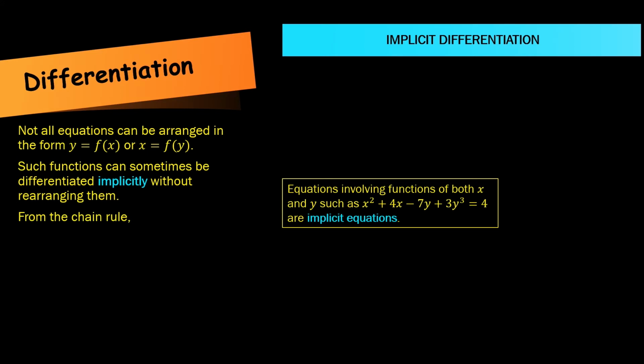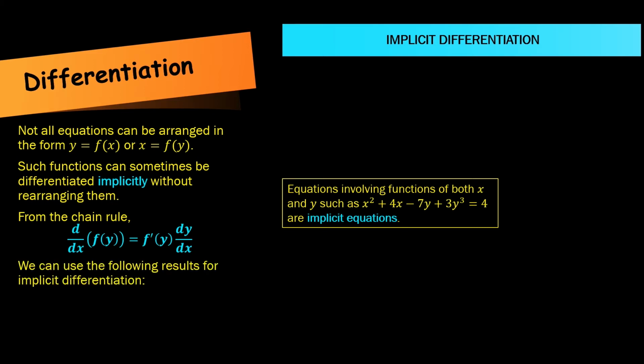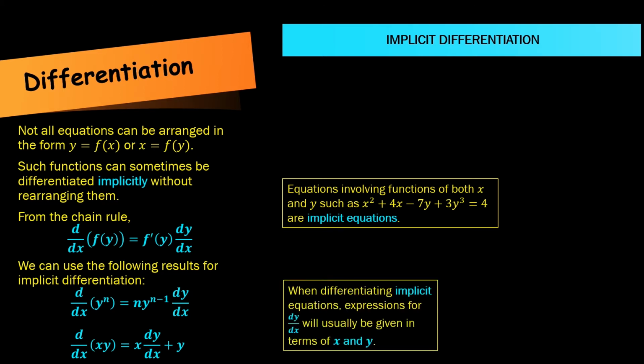Now, from the chain rule, we have that the derivative of f of y with respect to x equals f dash of y dy dx. We can use the following results for implicit differentiation, as shown on your screen. When differentiating implicit equations, expressions for dy dx will usually be given in terms of x and y.